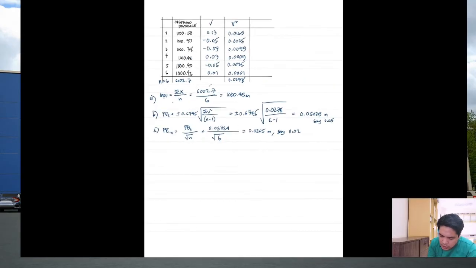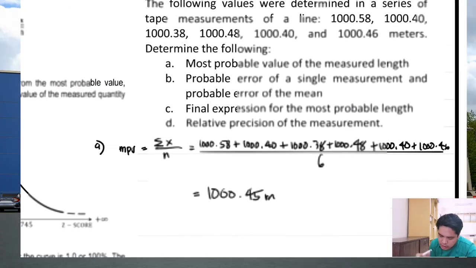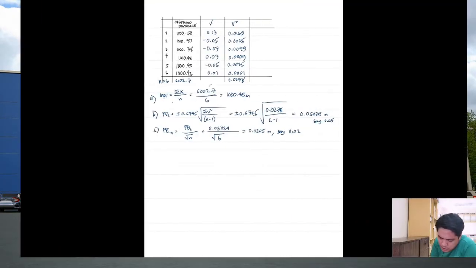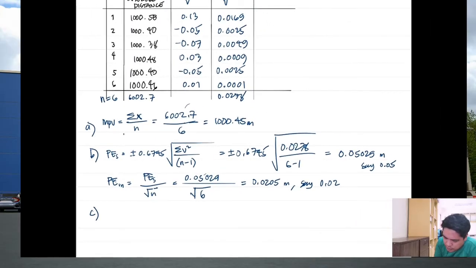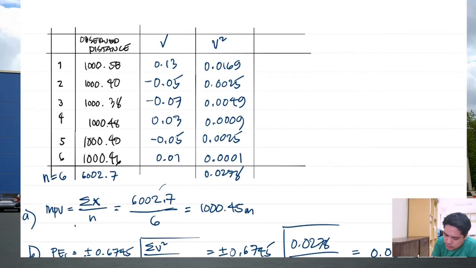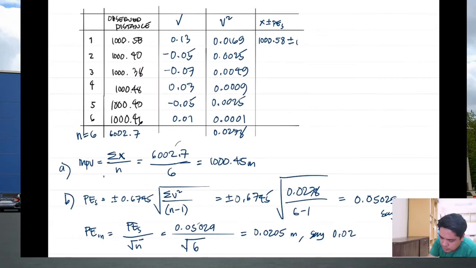So, for letter C, letter D, yung hinahanap sa letter D, sabi, final expression pa pala, letter C. Sorry, this is not letter C, this is continuation of B. For letter C, how do we write this? That would be dito na lang. So, eto na yung mga with probable error. So, this is now the measurements, x plus minus probable error of single measurement. So, that would be 1000.58 plus minus 0.05. Kasi may, 0.05 because that is your probable error.